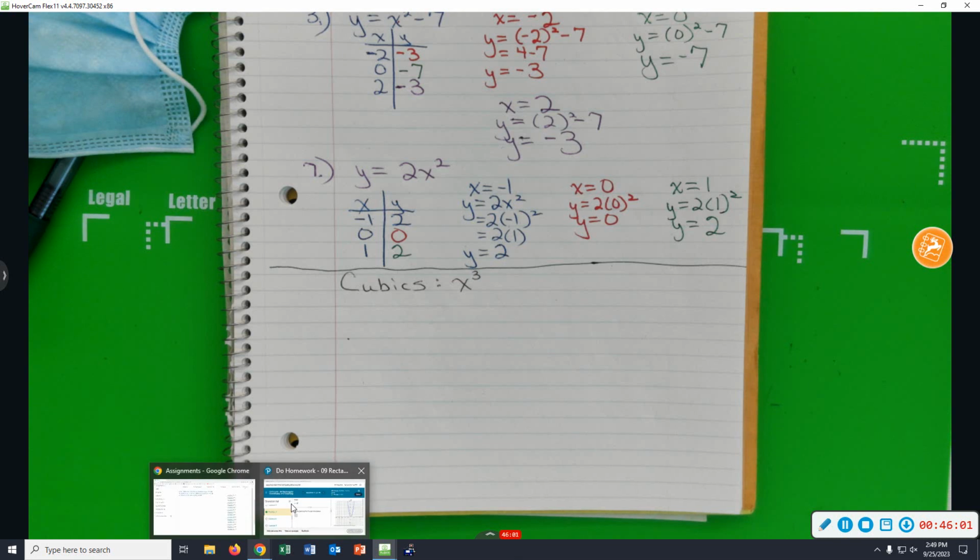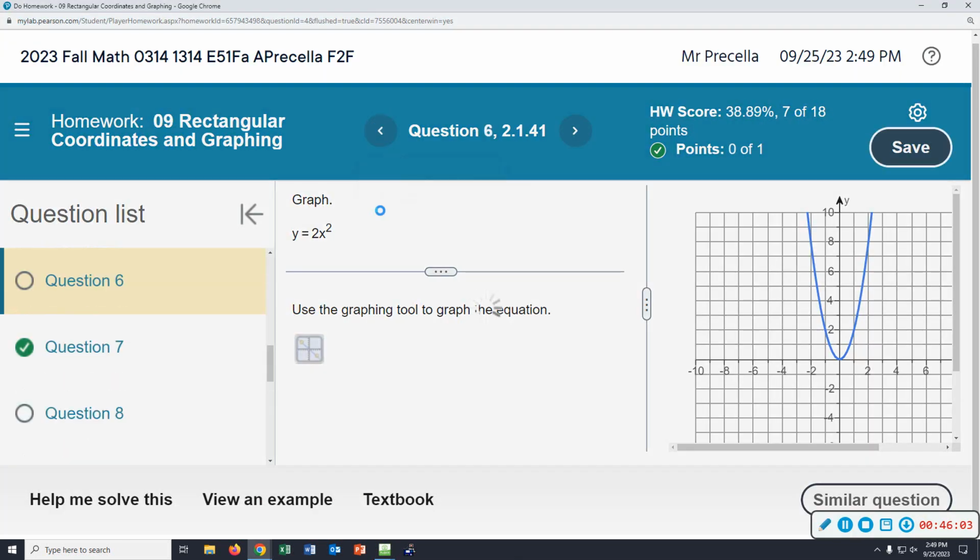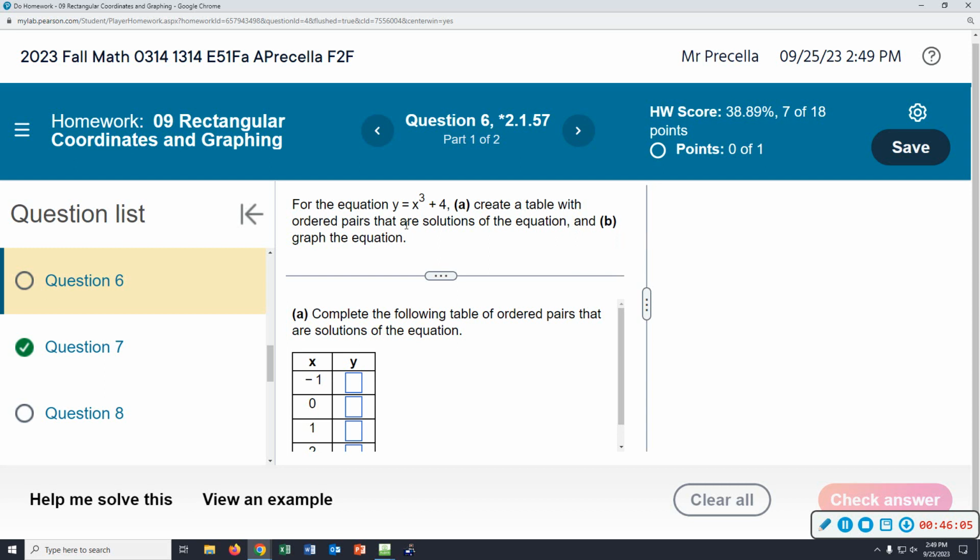Let's look at number 6. And I know this is a cubic because what do I see in the equation? That 3, that x cubed. That's what says that it's a cubic. Let me write the equation down. This is number 6. The equation is y equals x cubed plus 4. They want us to create a table.